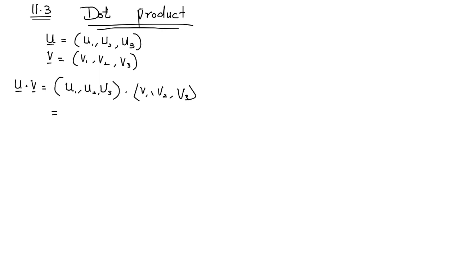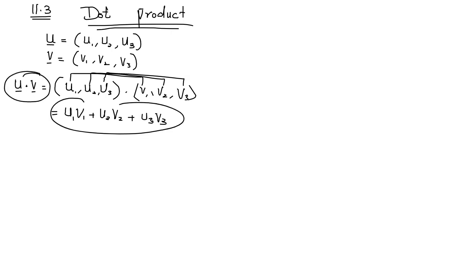The first component multiplies with the first component, u1 times v1, plus the second component times the second component, u2 times v2, plus the third component multiplied with the third component, u3 times v3. So this is the definition of how to find the dot product.